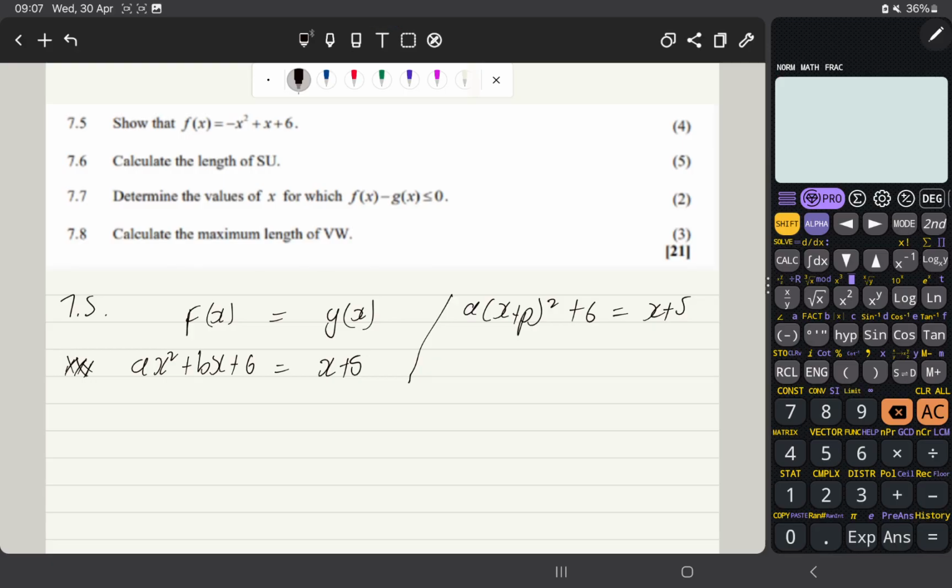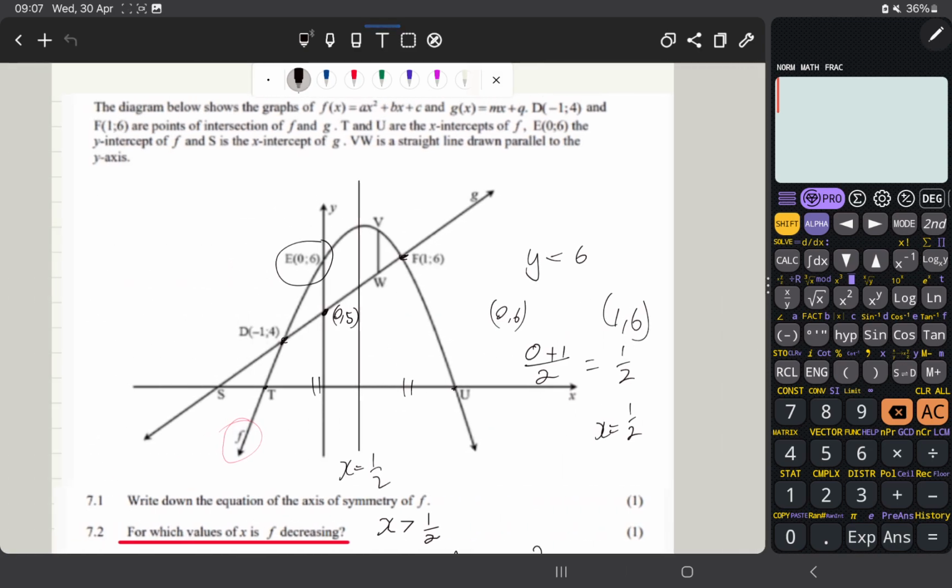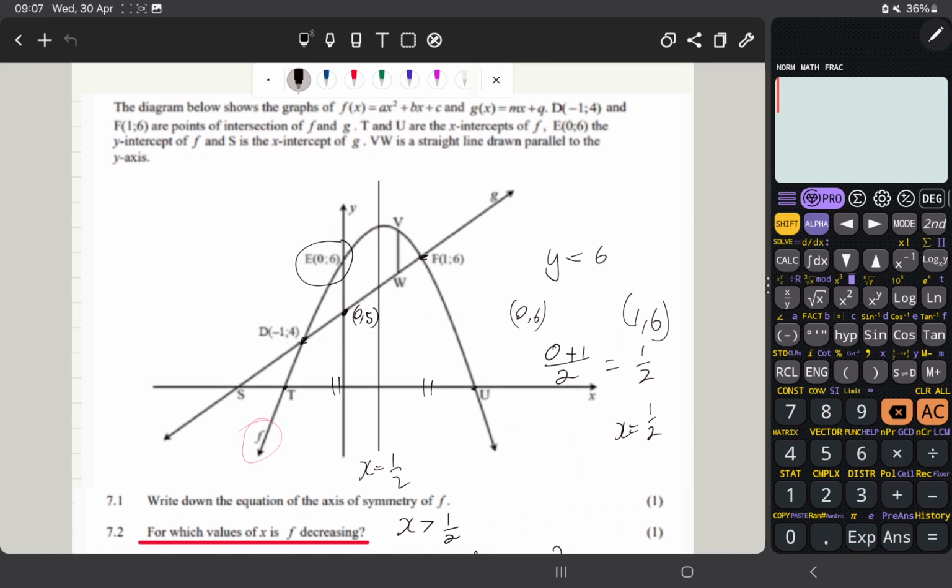So the points of intersection, I think I remember d being -1 and 4. I remember f being 1 and 6. Let me go and verify. F is 1 and 6, d is minus 1 and 4, yes.